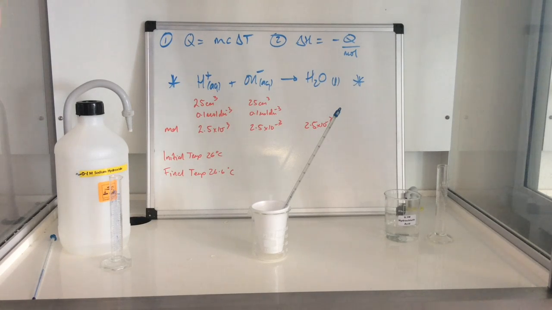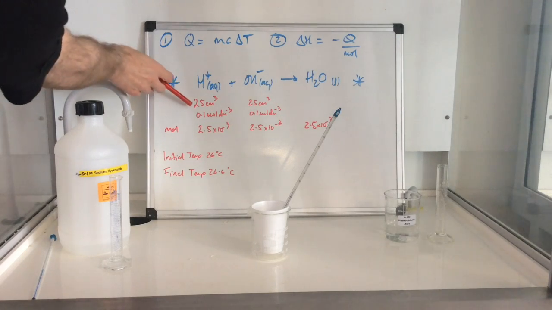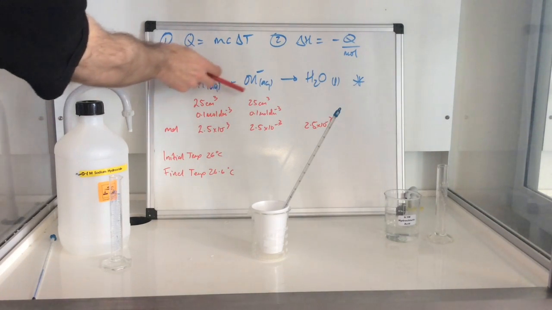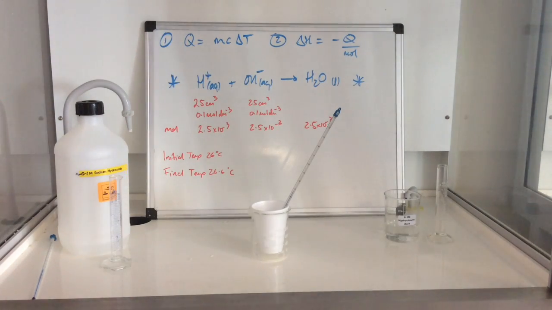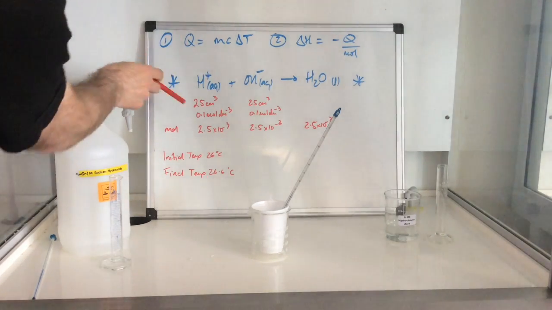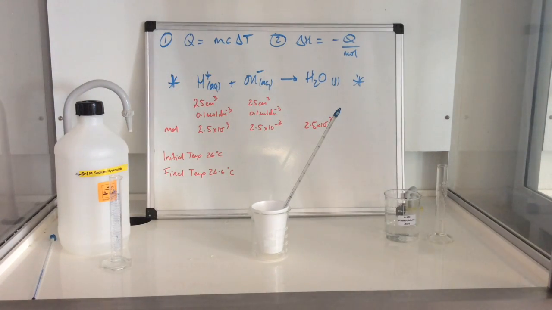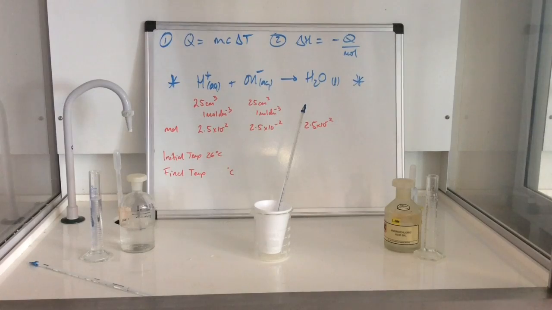Now the reason for that, I'm sure you can appreciate, is the fact that I've only used 0.1 mole per decimeter cubed solutions of acid and alkali. So I'm going to do it again, but I'm going to change the concentration of the acid and the alkali to 1 mole per decimeter cubed. So you can see I've changed the chemicals.